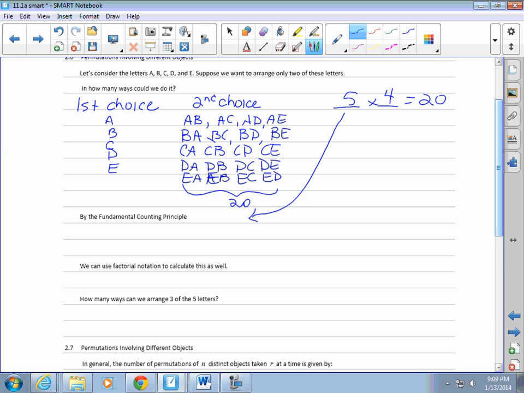My first choice, I have A, B, C, D, E, so I'd have 1 letter for each. And then to expand it then, if I chose A, then I'd have all the combinations A, B, A, C, A, D. So using the fundamental counting principle, I had 5 choices of letters for my first letter, and then 4 choices of letter for my second. If you did this, or we could use factorial notation to calculate this.